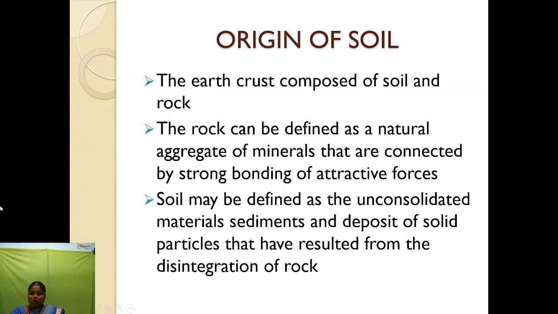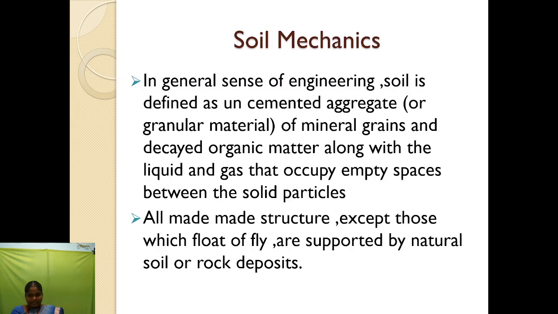And also the origin of soil: the earth's crust is composed of soil and rock. Rock can be defined as a natural aggregate of minerals that are connected by strong bonding and attractive forces. Soil may be defined as unconsolidated material, a sediment, a deposit of solid particles that have resulted from the disintegration of rock. In the general sense of engineering, soil is defined as uncemented or unaggregated material, so that all man-made structures except those which float or fly are supported by natural soil or rock deposits.